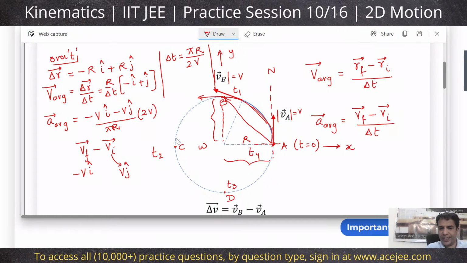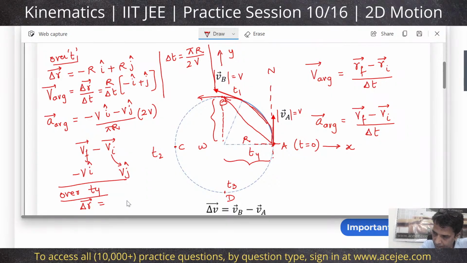I'm going to just skip it over because you can repeat the same exercise for point C and point D. Let's talk about when it reaches A again. So over the duration T, when the particle makes one complete revolution, what is its net displacement?